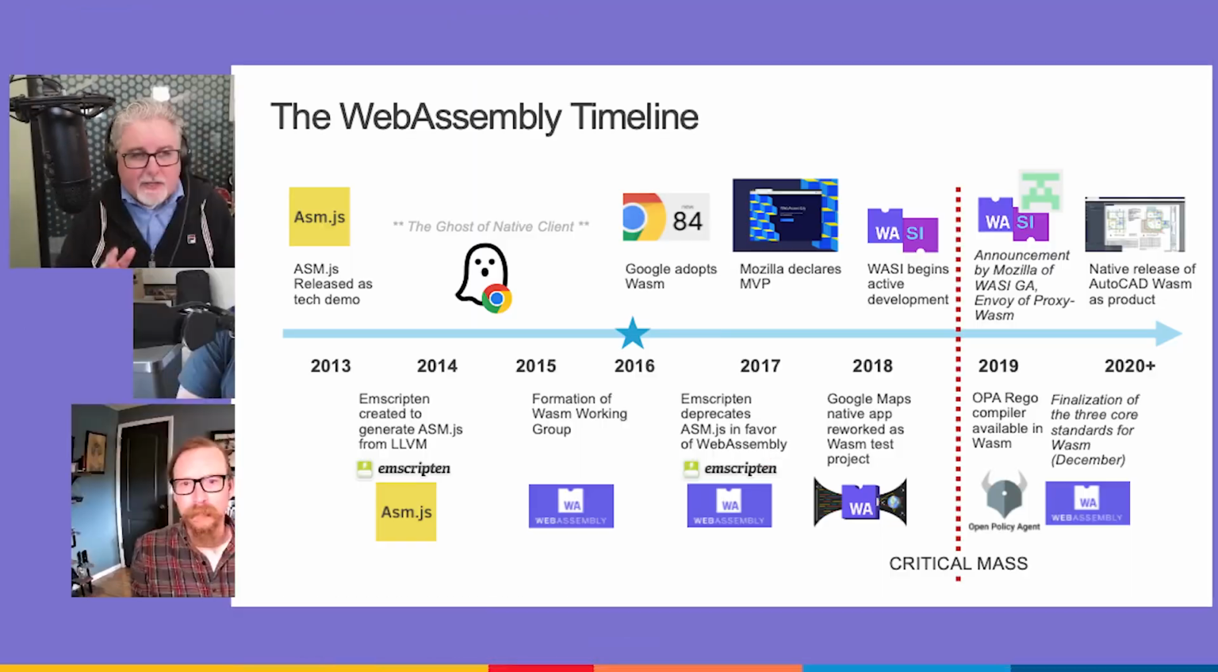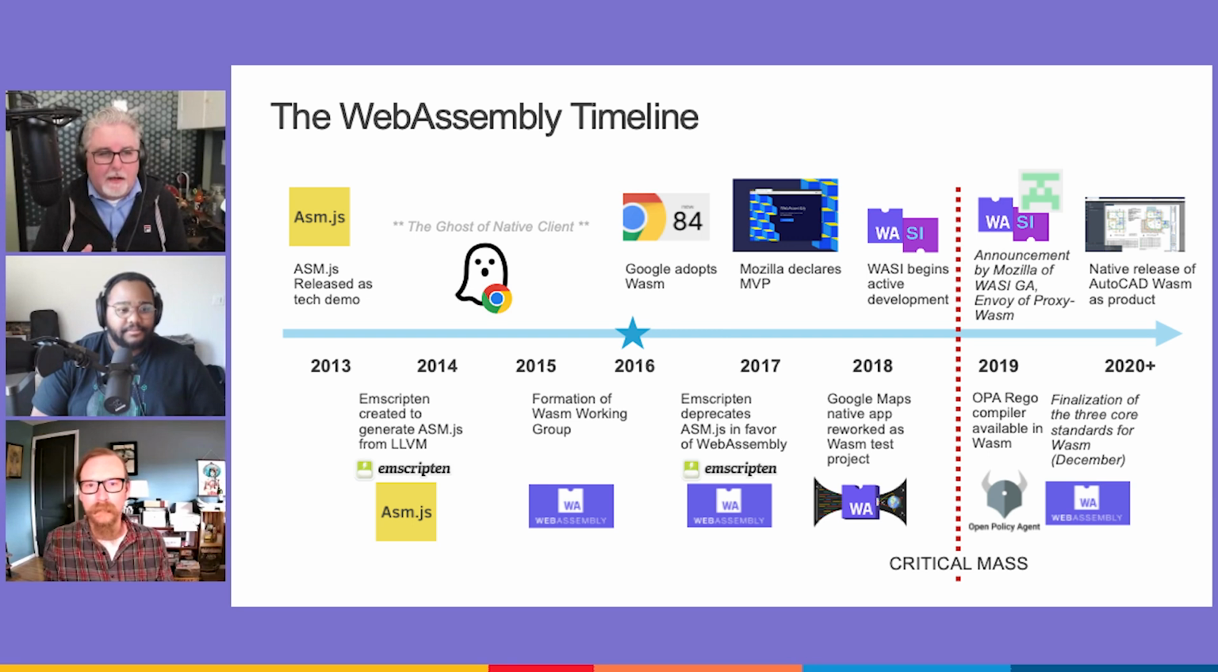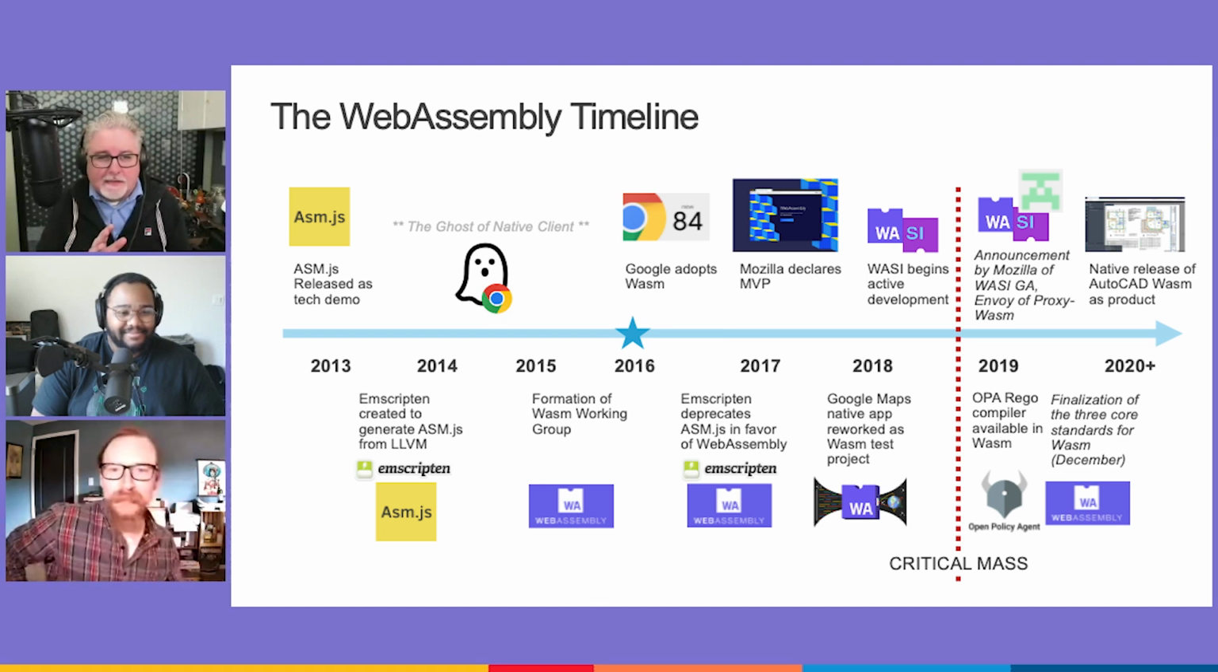All right. Well, let's spend a moment walking through the timeline of evolution and some of the major milestones that occurred. This is my goofy document here, but I think it works pretty well. You've got the ghost of Native Client competing with ASM.js and the formation of the Wasm working group sometime in 2015. And then in 2016, Google took a pretty big step and adopted WebAssembly. Can you talk about what happened after all of that?